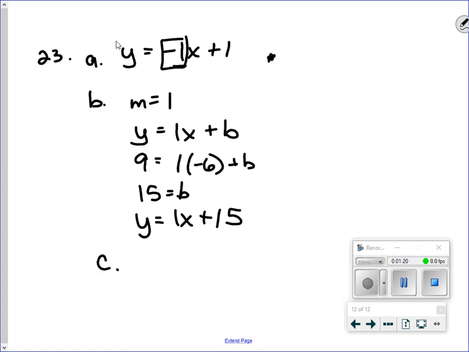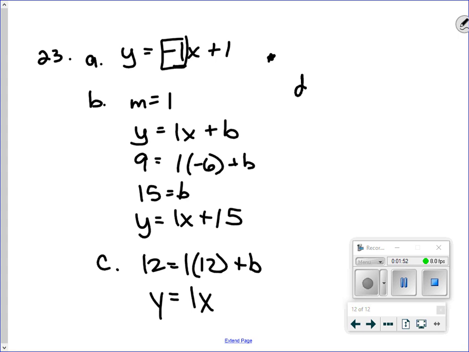Okay, part C is kind of the same concept, but it wants us to write an equation of a line that is parallel to the one in part B. Parallel means same slope. Now this has to pass through 12, 12. So I'm going to put 12 in for y, 12 in for x, and find b. When I do that, it looks like my y-intercept is going to be 0. So my equation for C is y equals 1x plus 0, which is 1x.